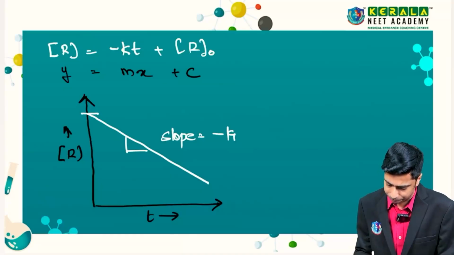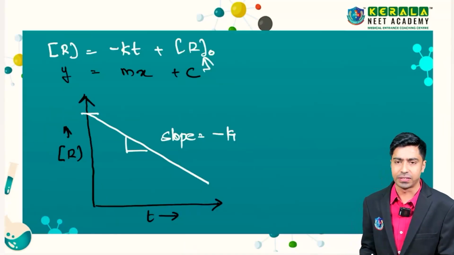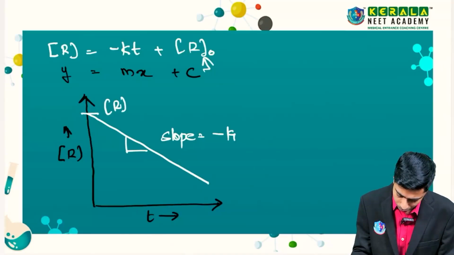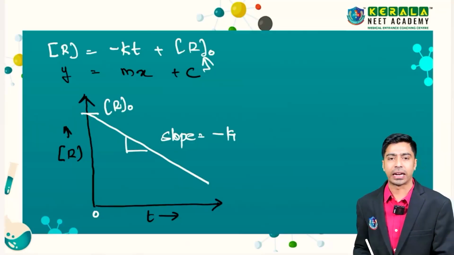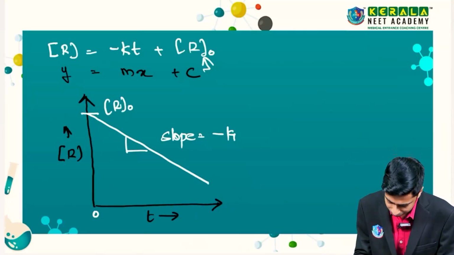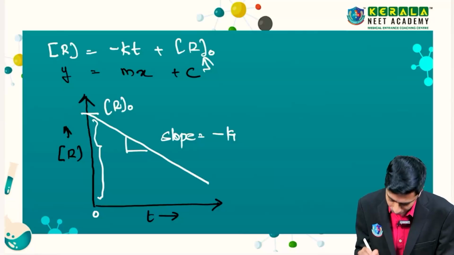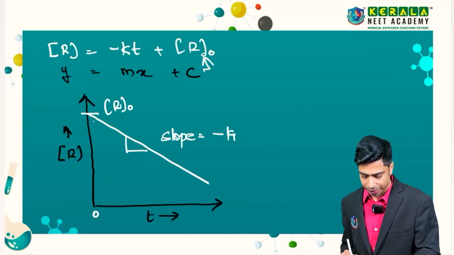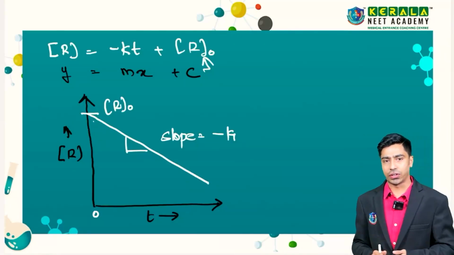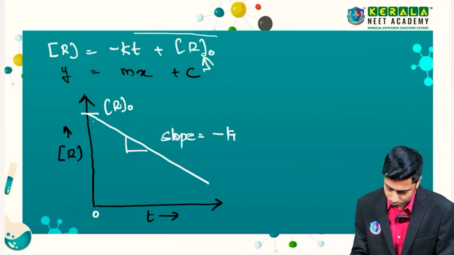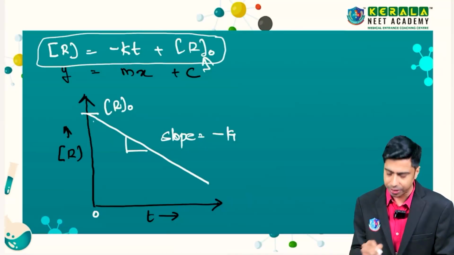And what is the y-intercept? The y-intercept is represented by C, and it is equal to R0, the initial concentration. So this distance is called R0, which is the y-intercept. The slope is equal to minus k. So we got R is equal to minus kt plus R0.